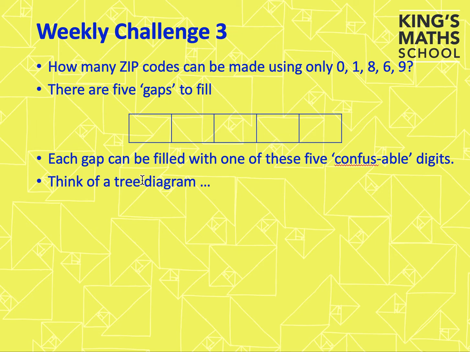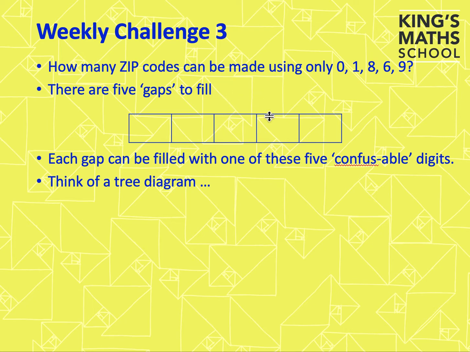And a way of thinking about this is like a tree diagram. So there'll be 5 branches for the first gap, and then for each of those branches, there'll be 5 branches coming off it. So that's 25 branches in total. And then for each of those, there's 5 coming off. So that's 5 times 25 is 125.